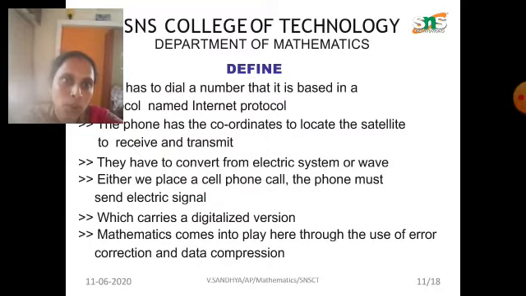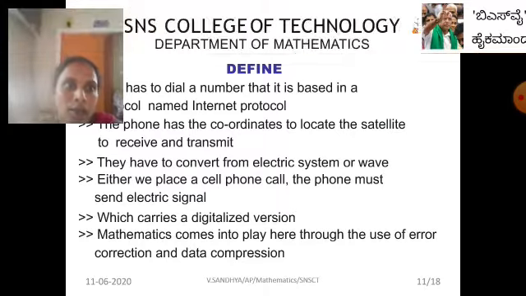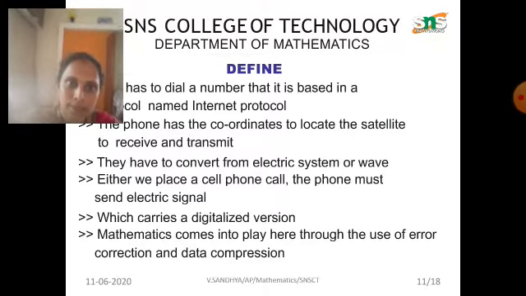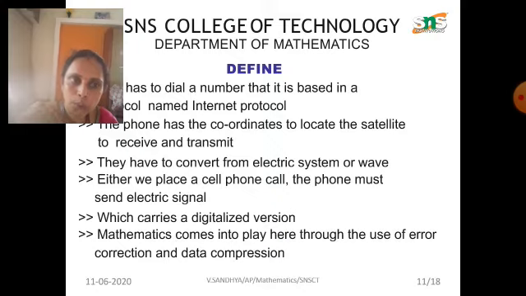They have to convert from electric system or wave. Either we place a cell phone call or the phone must send an electric signal which carries a digitalized version. The mathematics comes into play here through the use of error correction and data compression.